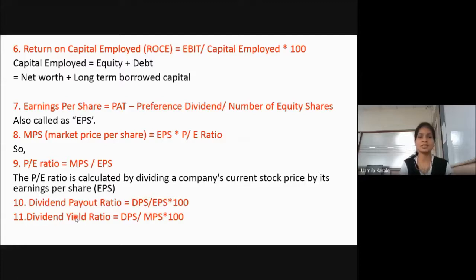You can easily understand. Now dividend yield ratio. So compared with the market price, how much dividend you are paying. So suppose market price is 100 and you are paying a dividend of rupees 5, then 5%. Okay, market price is suppose rupees 100 and you are paying dividend of 10 rupees, then 10%. This is how the dividend yield is calculated. Right? Hope you understood this.